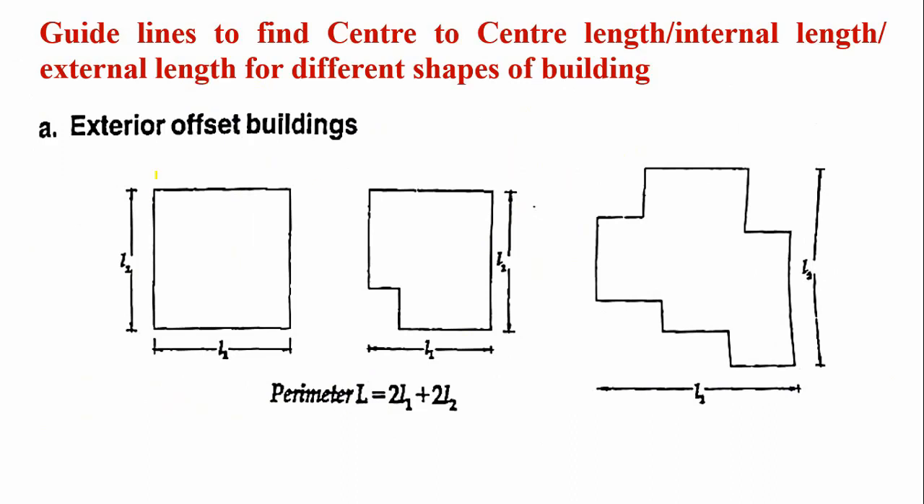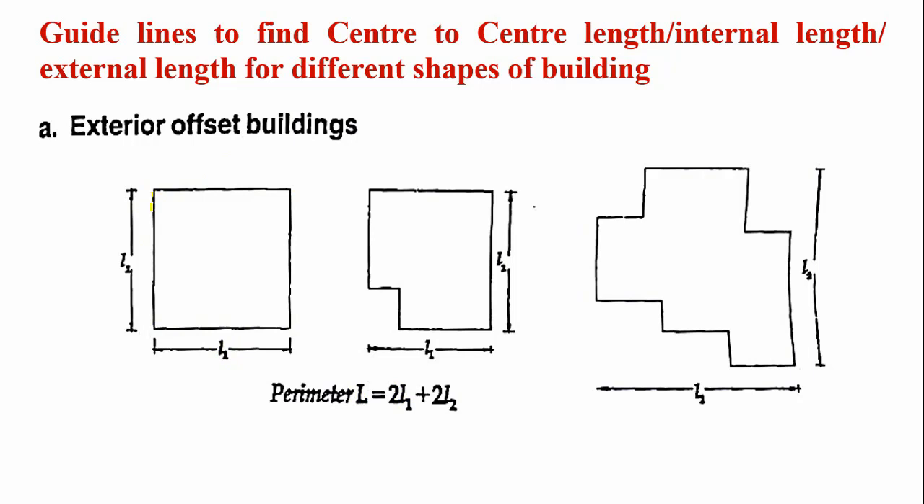By seeing the different shapes of buildings one by one, if you go on calculating, most of the time students get confused. Part by part they take more time to calculate the center to center line of the building. So now, how can you easily calculate, when you have exterior offset buildings or interior offset buildings? For example, this is one rectangular building. How to calculate the length of this building? From here till here, this is L1 and this is equal to this. So this is L1, therefore this is also L1. Therefore the total capital L will be equal to 2 times L1.